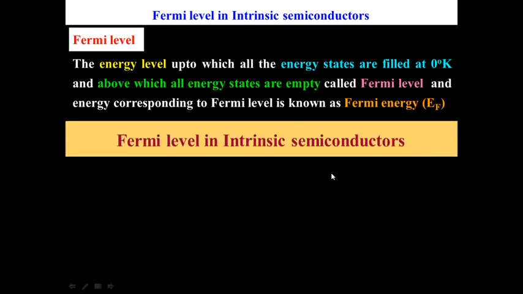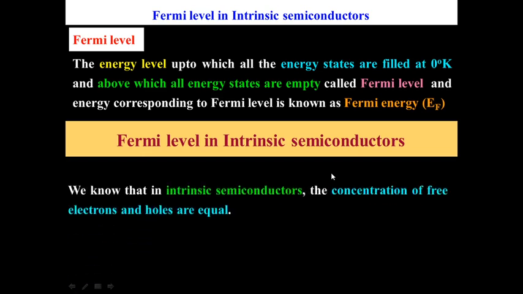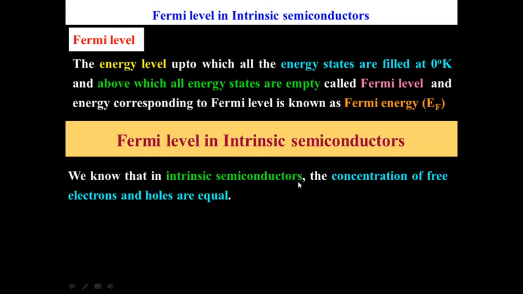Now we will derive the expression of the Fermi energy level in an intrinsic semiconductor. So we know that in intrinsic semiconductors, at a temperature greater than 0 degree Kelvin, the concentration of free electrons in the conduction band is equal to the concentration of holes in the valence band. It means that n equals p, where n is the concentration of electrons in the conduction band of the intrinsic semiconductor and p is the concentration of holes in the valence band.